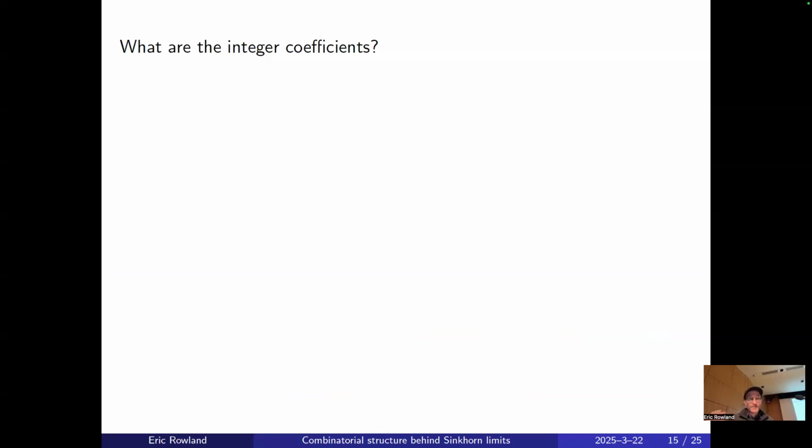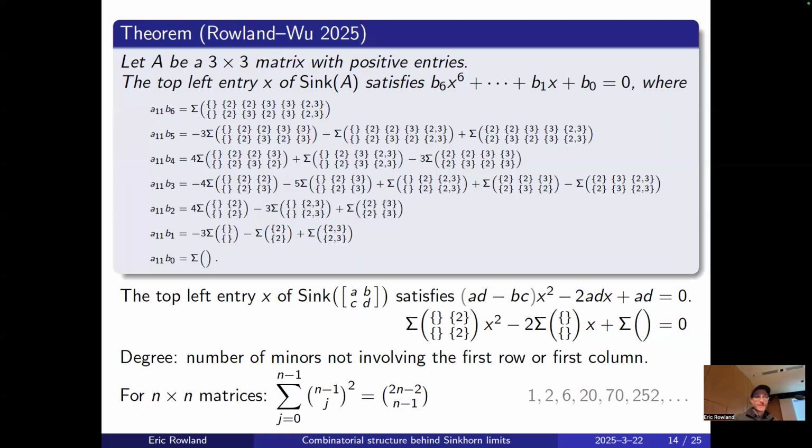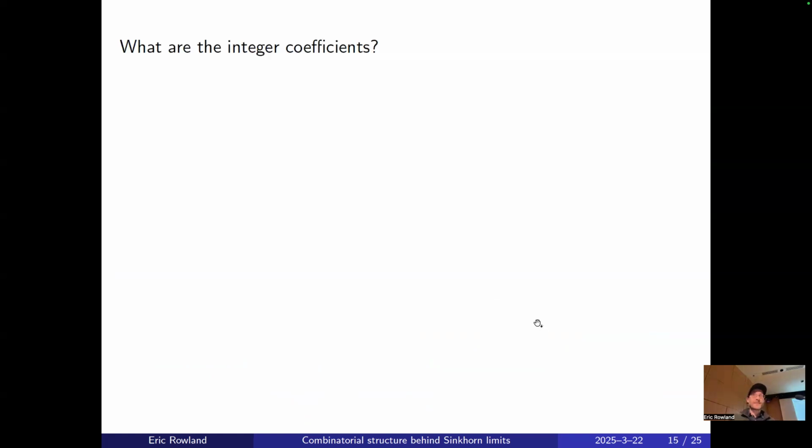All right, so for the remainder of the talk, let me back up. We're going to ask about these integer coefficients. Except for the integer coefficients, we're pretty sure what these polynomials look like. They look like sums of the appropriate sigmas, and these are the degrees. So the last remaining piece is to figure out what are the integers in front of them.